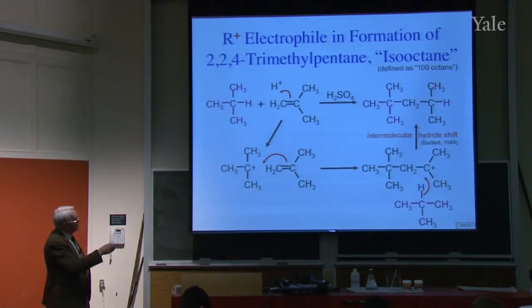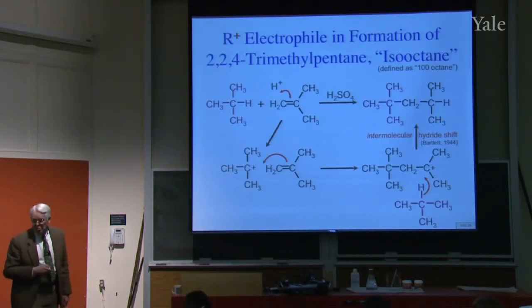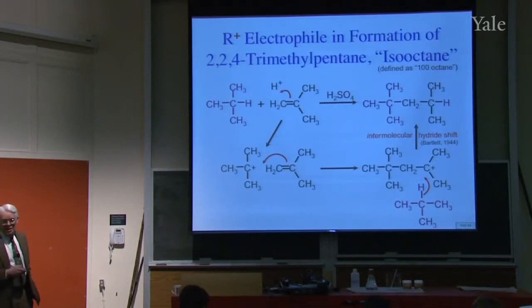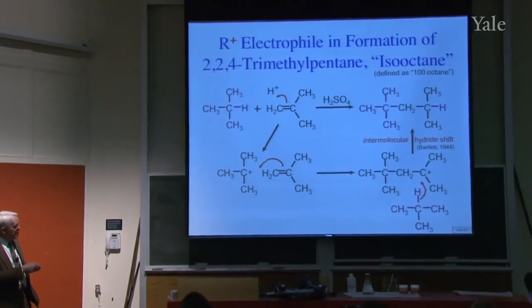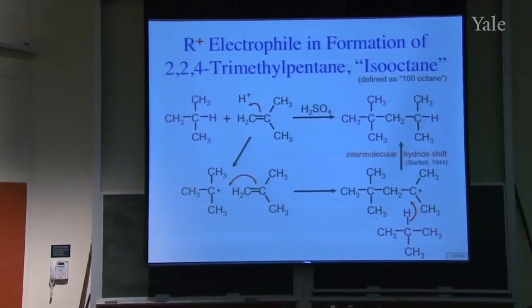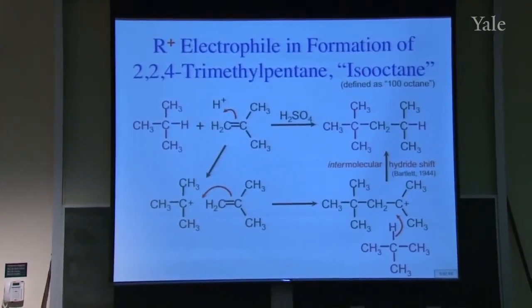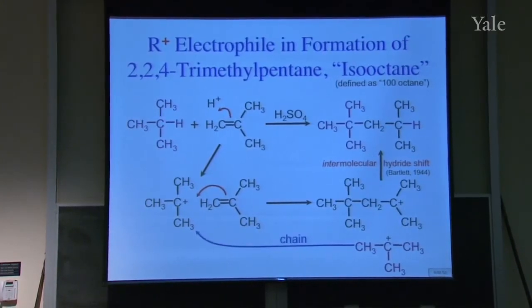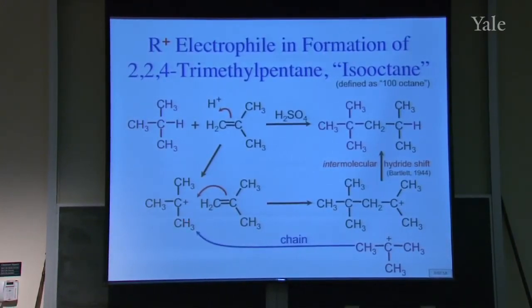So it gives isooctane, and what's the other product? What's the purple product? The H went, the hydride, not proton, hydride, the H with its electrons went up here. What was left behind? The t-butyl cation. But that's what you need here. So this is a chain. It could go round and round. So you add isobutane to isobutylene.